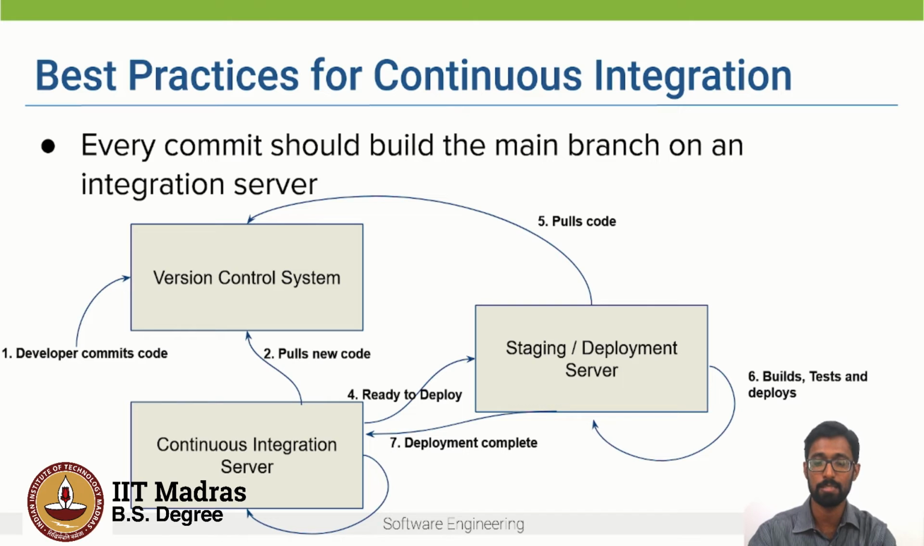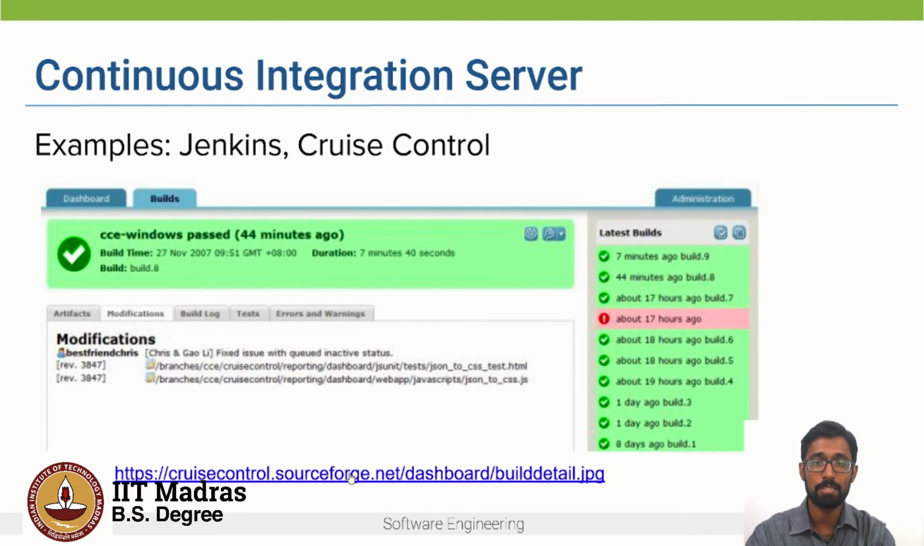If all the tests pass, then great, the build is successful. So hence it is important to have a continuous integration server. An example of this is Jenkins and CruiseControl. This image is an example taken from CruiseControl, where it shows us a list of builds which have happened, the builds which have passed and which have failed, the duration, who has done the modifications and so on.